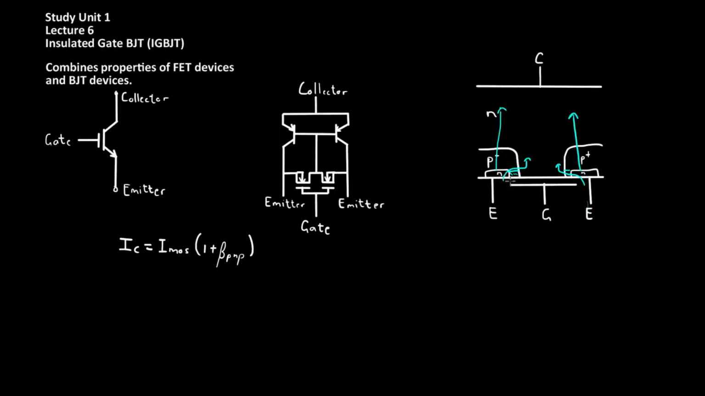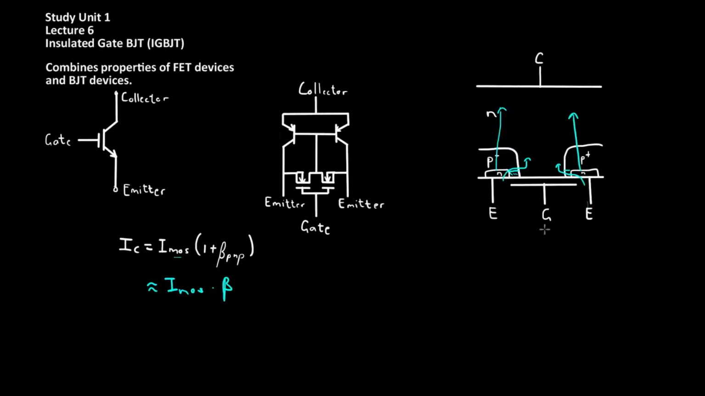The advantage of this structure is the very high injection of minority carrier holes into the P region. This increasing conductivity in what is called the drift region significantly reduces the region's resistance, which allows the IGBJT to conduct very high currents. In the on state, the current through the IGBJT is given by the MOS current multiplied by 1 plus the current amplification factor of the PNP transistor, or rather 1 plus beta. If beta is very large, then this is approximately I_MOS times beta.